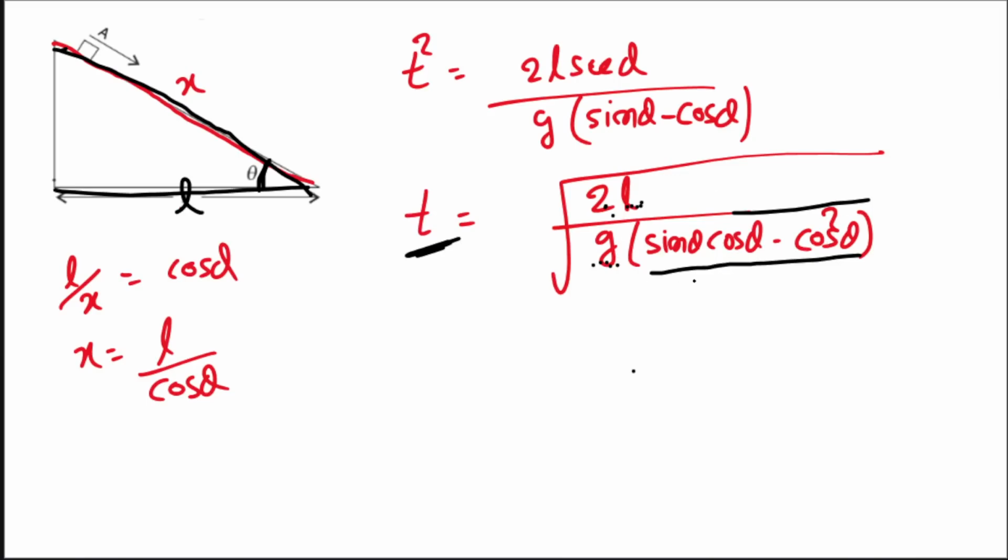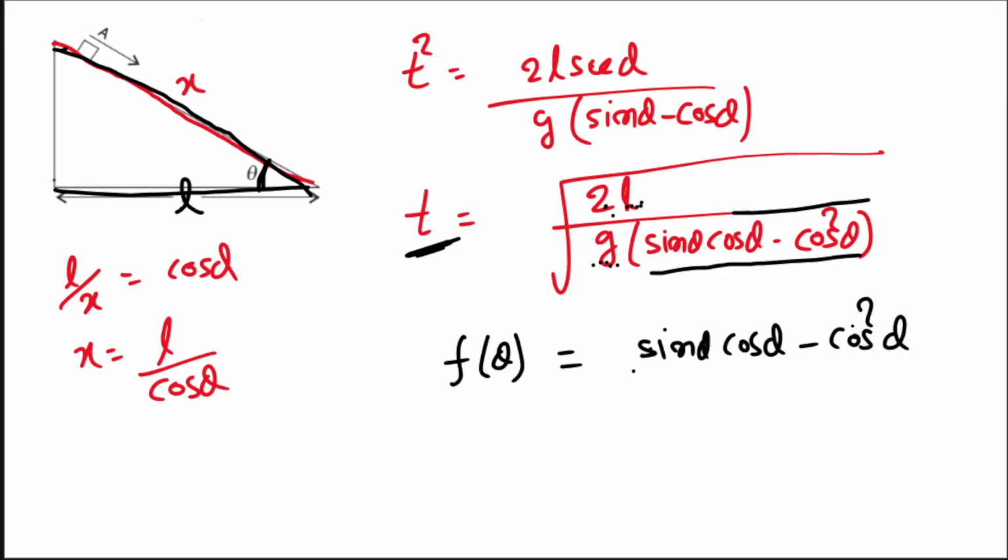Okay, so if denominator is maximum, overall term will become what? Minimum. So we need to now deal with maxima and minima of the function. और हमारा function क्या है? थीटा का फंक्शन है, that is equal to sin theta cos theta minus cos square theta. So we have to check at what value of theta this will be maximum. So for that, first we will differentiate it with respect to theta and make it equal to 0.